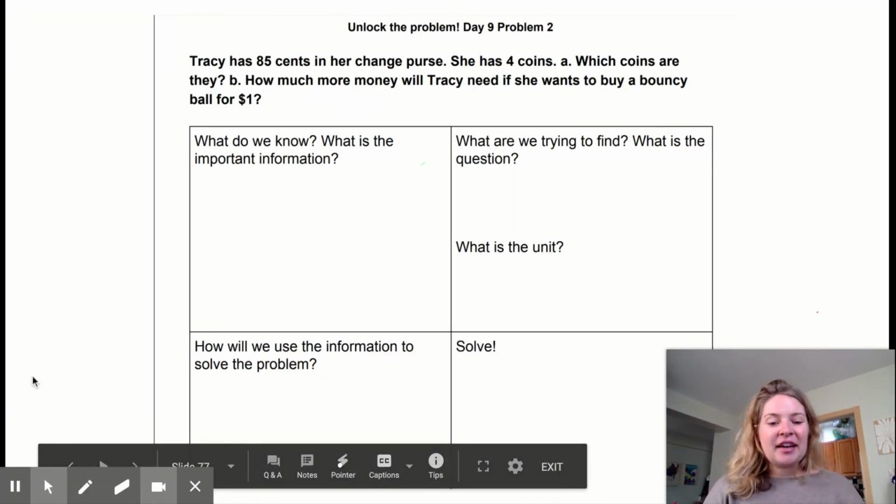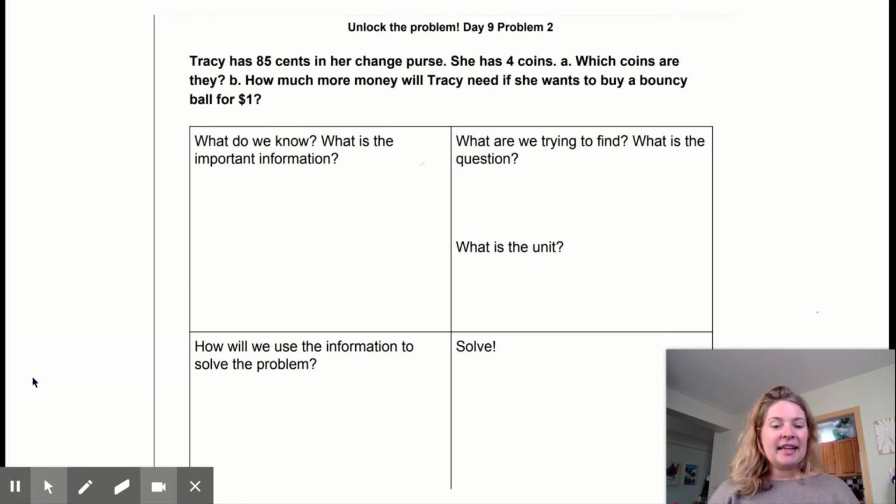Let's look at our Unlock the Problem for day 2. We're going to help you fill out this graphic organizer today, but you still will need to solve the problem and send us the picture of it. You'll also still need to do application problem 1 for day 9, because that is something you definitely know how to do. Let's read the problem.